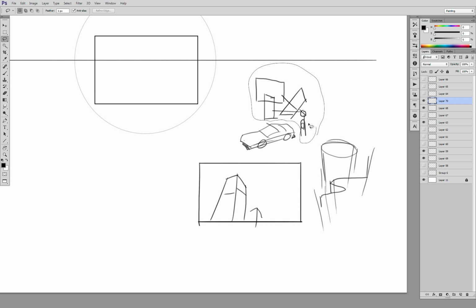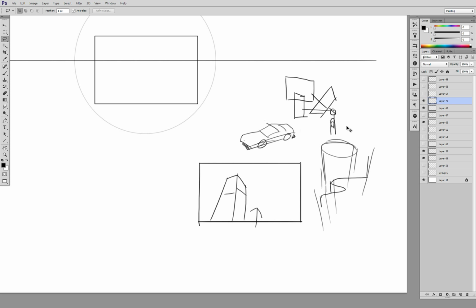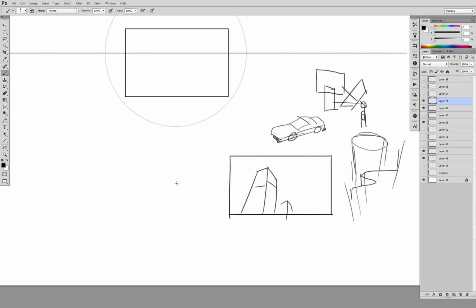And where are we? Are we really close up to this car? We might have some car again here. Are we crouched on the ground looking at it? Are we over here looking at it? Are we maybe up somewhere else, looking at it from a lot further away?